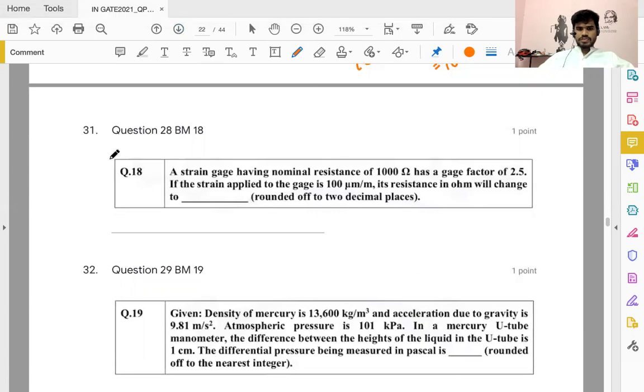So strain gauge resistances, all of this we have clearly seen. Very, very straightforward question. Resistance, yeah, minor trap, will change to what? So del R by R is G epsilon. That's the definition of gauge factor. So from this find del R, and they are not asking for the change, but to what value. So the answer is R plus del R. So this is a trap. If you enter del R, it's a mistake. Okay, this is a trap.